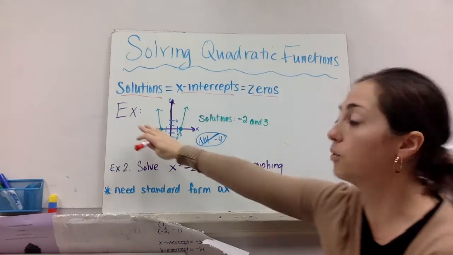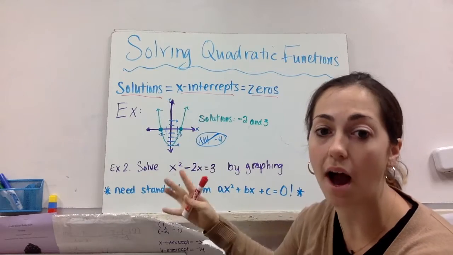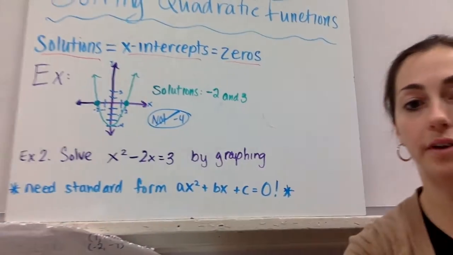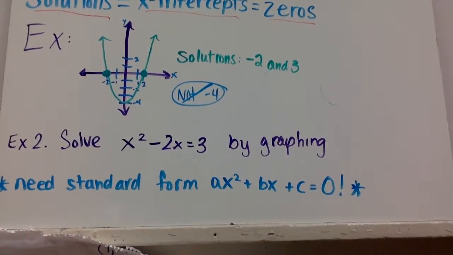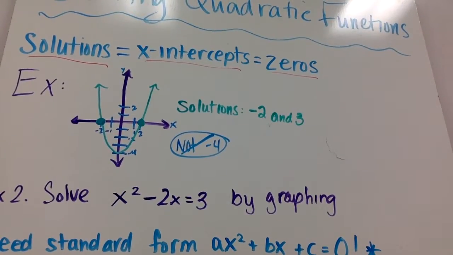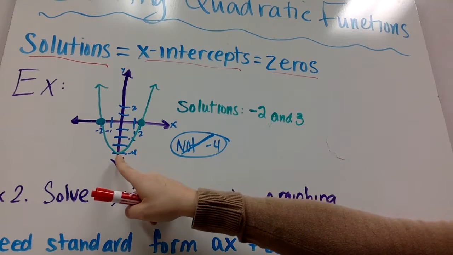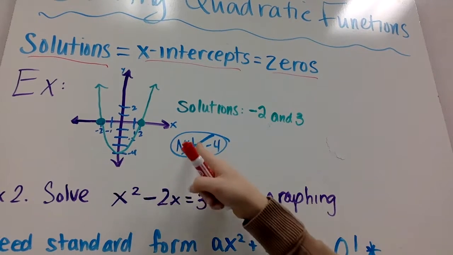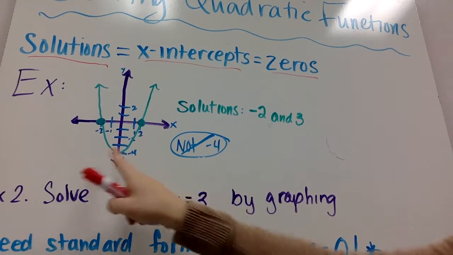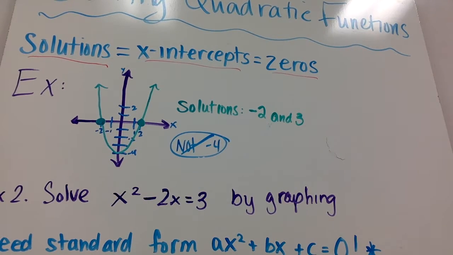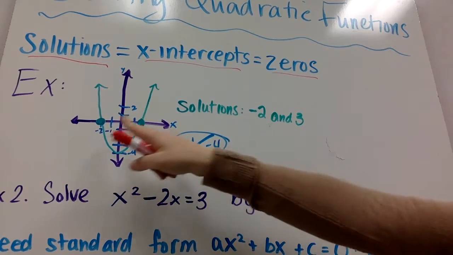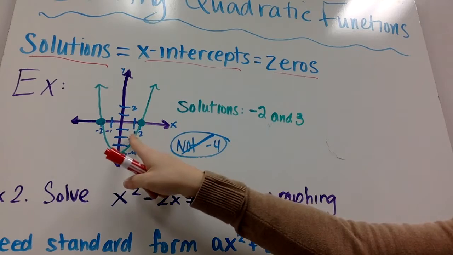Okay, so for example, if you were given this graph, and I'm going to bring it closer so you can really see it. If you're given that graph, what are your solutions? Well, a lot of times students want to say your y-intercept is your solution, but it's not -4. It's not your y-intercept, it's those x-intercepts. So there's two of them because the parabola crosses the x-axis at two different places, at -2 and +2.